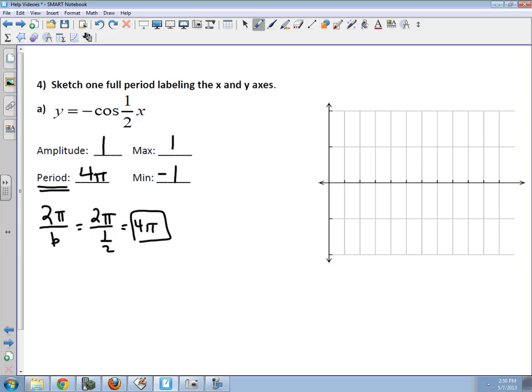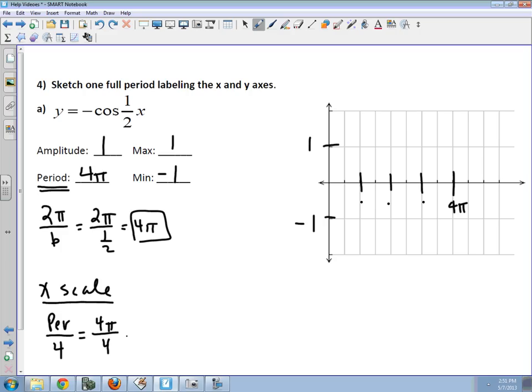When I sketch a sine graph, I know I want to sketch one full period. So I know that 1, 2, 3, and my 4th tick mark is going to be my period. So that's going to be 4 pi. The other thing is, what are these other tick marks? We already know the amplitude is 1. I got to figure out what these other tick marks are. That is called your x scale. The x scale is found by taking your period, which is 4 pi in this case, and dividing it by 4. Always divide by 4 because there's 4 major sections of the graph. So the period divided by 4 in this case is really easy. 4 pi divided by 4 is pi. So each one of these tick marks is going to be pi.